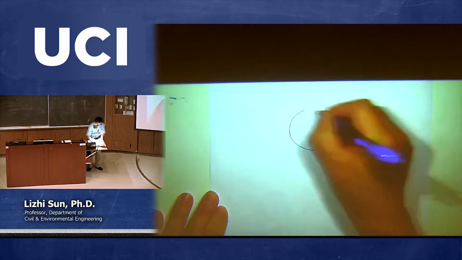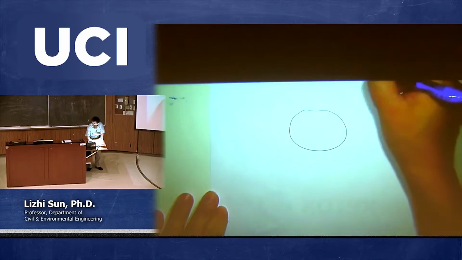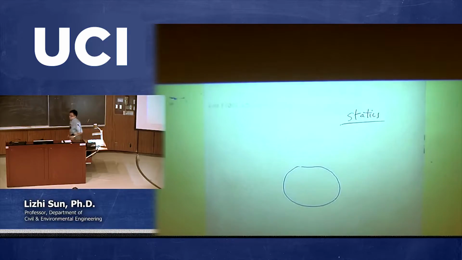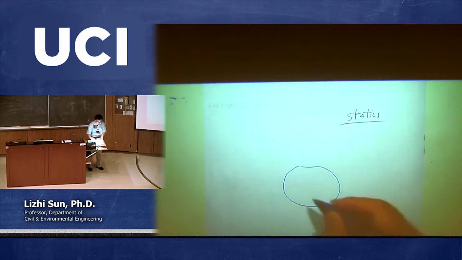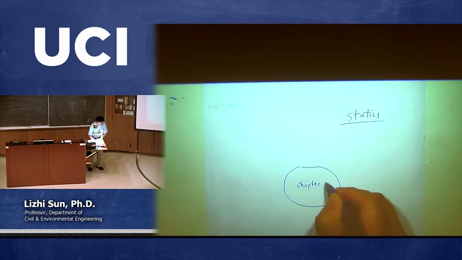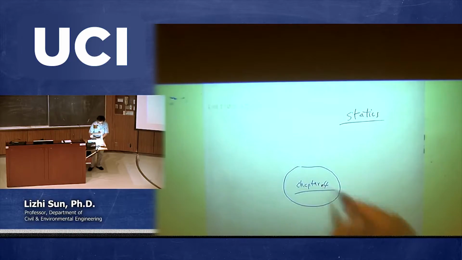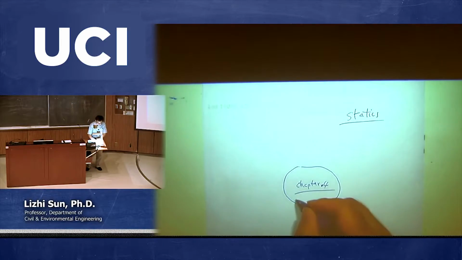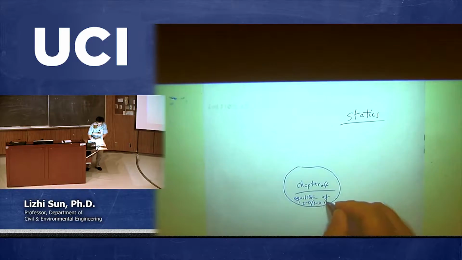So the key part in this class, of course, is called the statics. Can you see here? Okay, so the key part of this class, statics, is chapter 4, in fact, because all the fundamental principles are from chapter 4. And then the question is, what is chapter 4 talking about, right? Chapter 4 talks about the equilibrium conditions, or equilibrium equations, or equilibrium state for a rigid body. So basically, we're talking about equilibrium of two-dimensional or three-dimensional rigid bodies.